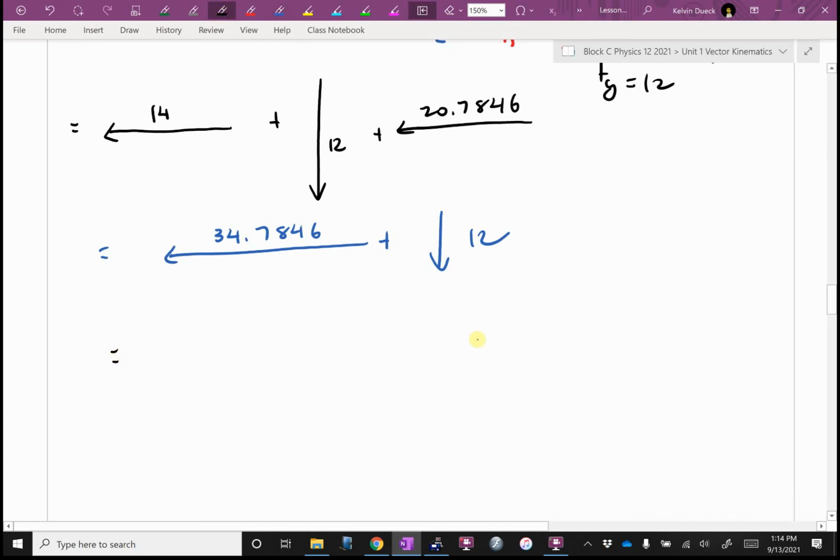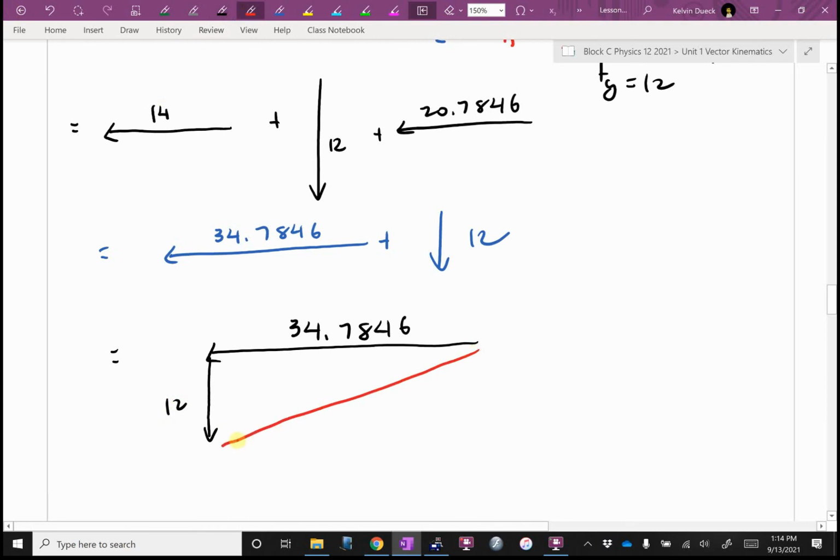And now I'll try and go roughly to scale. So if I go 34.7846, 12 is about a third of that, so I'll eyeball it. 12. And lo and behold, there is my resultant. And I was able to get there completely with Pythagoras and SOHCAHTOA, and I didn't need to bring out the sine law or the cosine law.